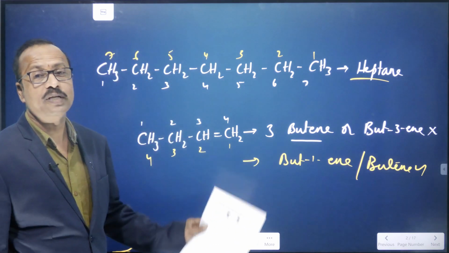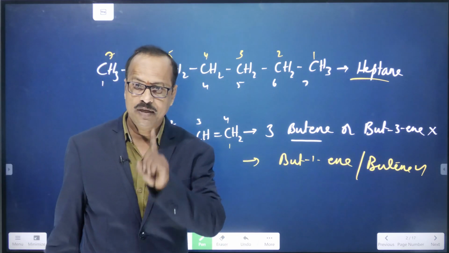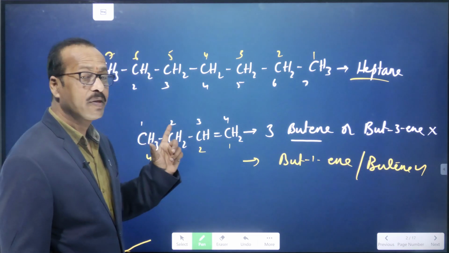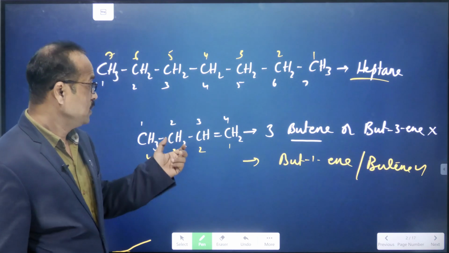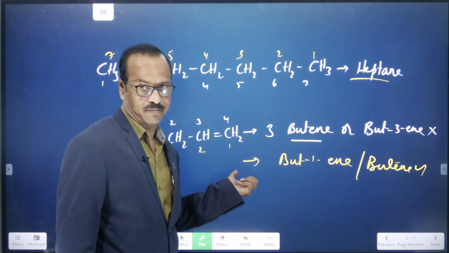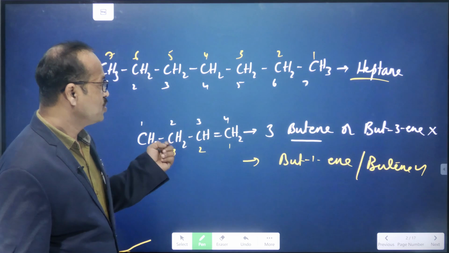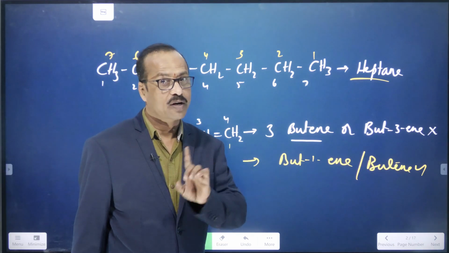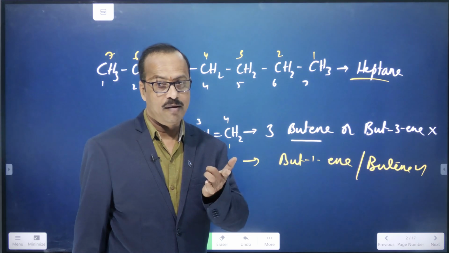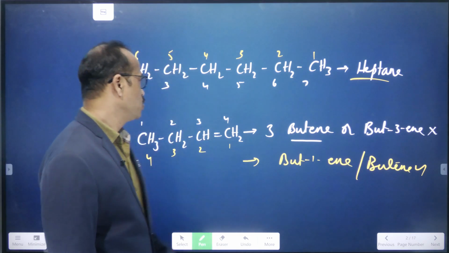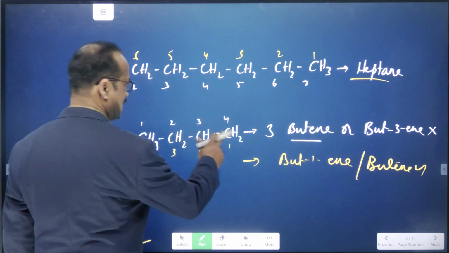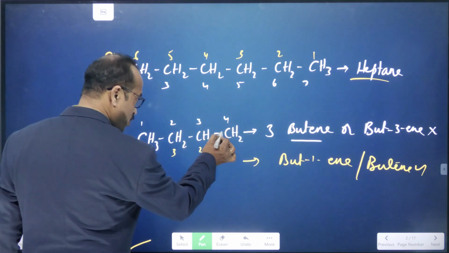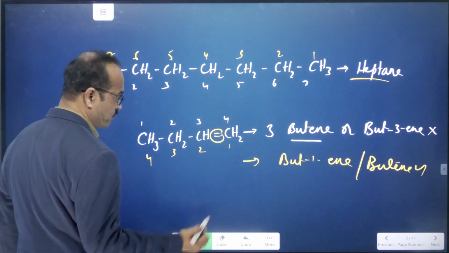But when it comes to the double bond or triple bond, then we need to see the numbering. Where it comes to the lower number, that is correct, not the bigger number. So here this is wrong. You cannot count from here, but you can count from this side. So this double bond should get the least number, right?